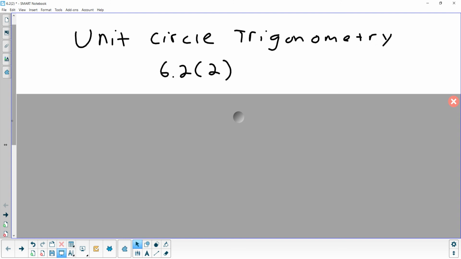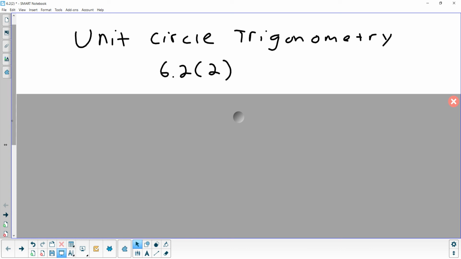Okay, so last time we left off with unit circle trig, and what did we say the whole goal of unit circle trig is, or what do you have to be able to find to do anything with unit circle trig? You have to be able to find what? Yeah, you have to be able to find a coordinate. If you can't figure out the coordinate, then we can't do unit circle trig.